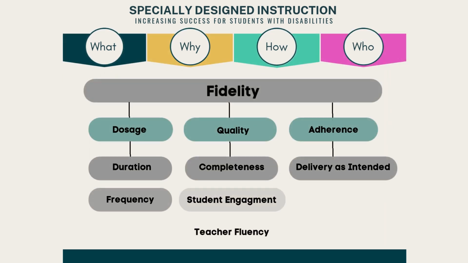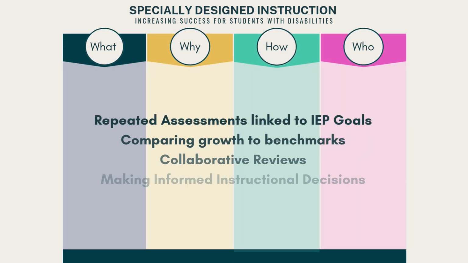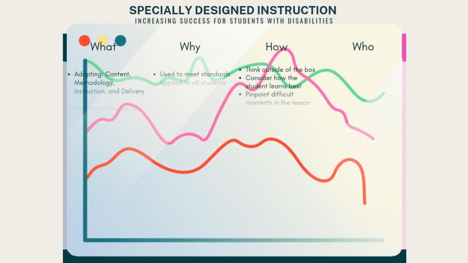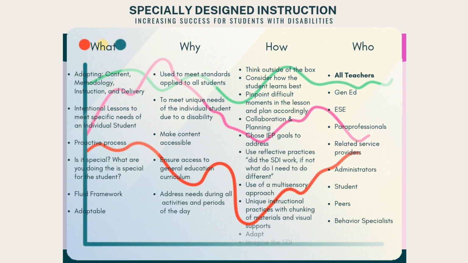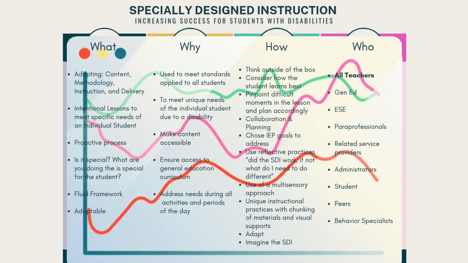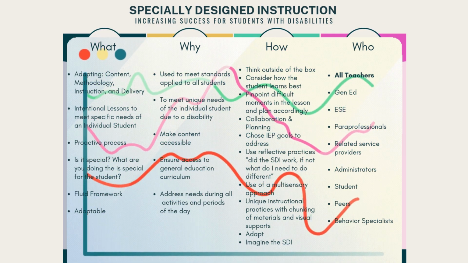Monitoring progress by using solid data supports instructional decision-making. Progress monitoring is essential to ensure fidelity of implementation and to adjust instruction as needed. This involves repeated assessments linked to IEP goals, comparing student growth to expected benchmarks, collaborative team reviews to evaluate effectiveness, making informed decisions about adjusting instruction, goals, or services.